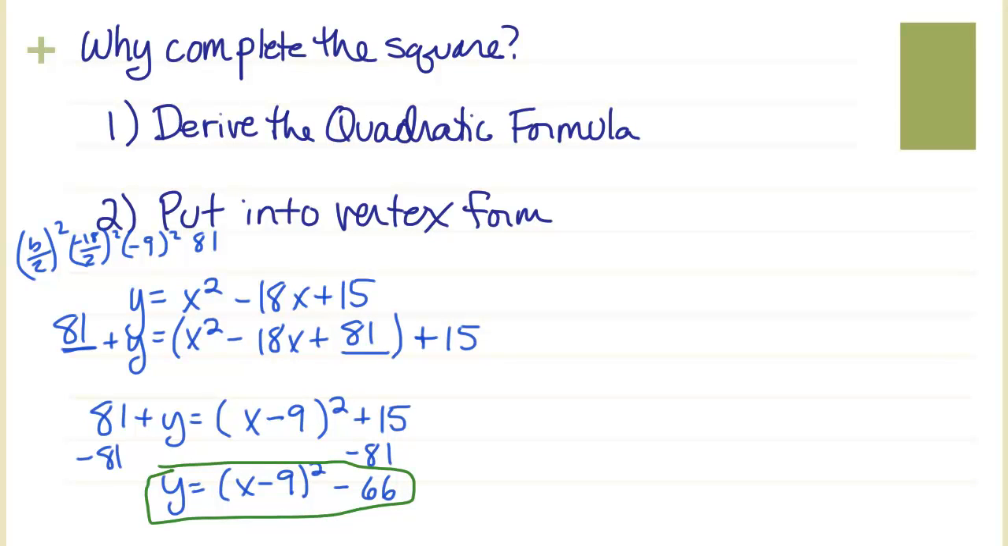So I could tell you what a is, I could tell you what h was, I could tell you what k is, but in any case, the vertex is 9, negative 66. So that was pretty painless to put that in vertex form, to come up with what the vertex is there.